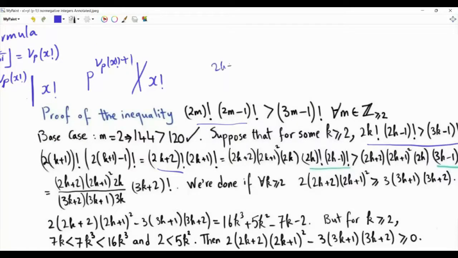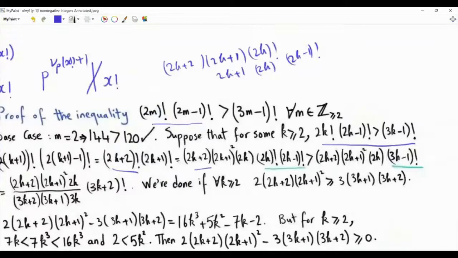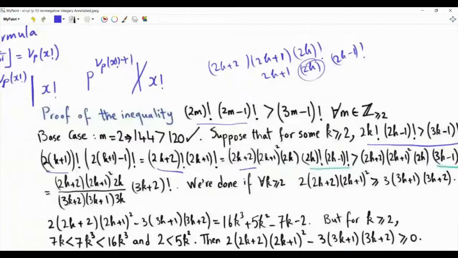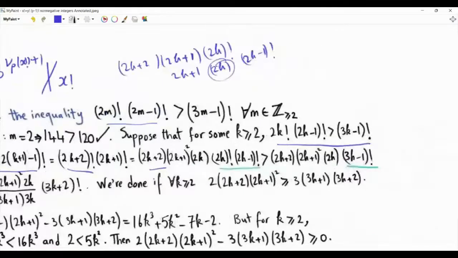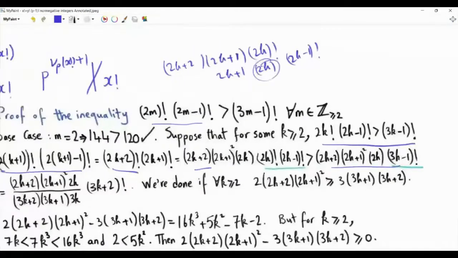Factorial of 2k plus 2, that's 2k plus 2, 2k plus 1, and then factorial of 2k. And the factorial of 2k plus 1 can be written as 2k plus 1 times 2k times the factorial of 2k minus 1. And so their product is 2k plus 2, 2k plus 1 squared times 2k, which is this one here. And then we have factorial of 2k times factorial of 2k minus 1. And by the induction assumption, this product here is greater than the factorial of 3k minus 1. So now this side is strictly greater than this side here.